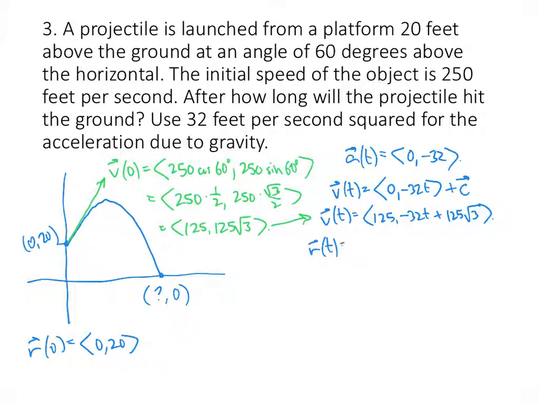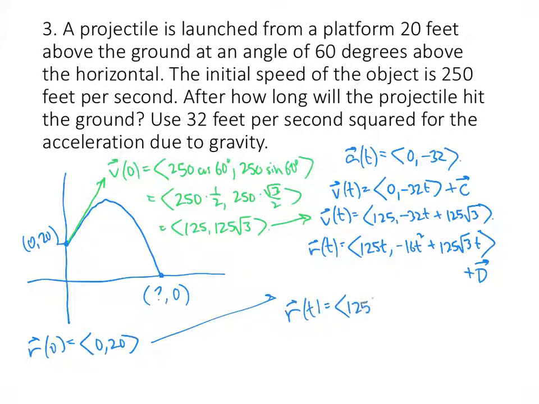Integrating that gives us 125t, negative 16t squared plus 125 radical 3 t, plus again some constant which I'll call d. Taking our initial position information, that tells us r of t is 125t plus 0, negative 16t squared plus 125 radical 3 t plus 20.